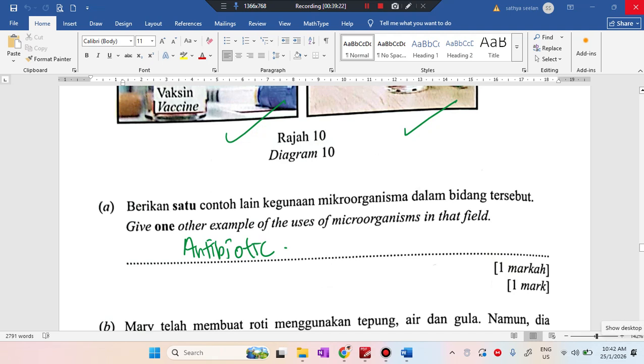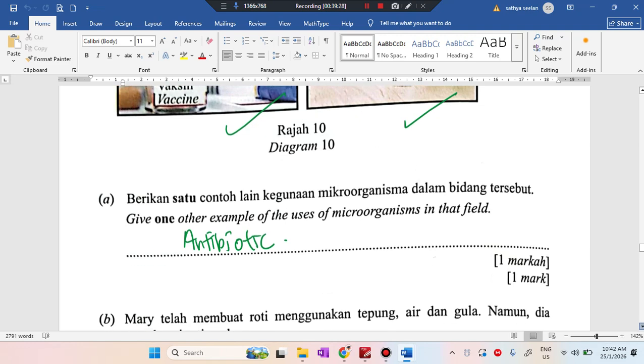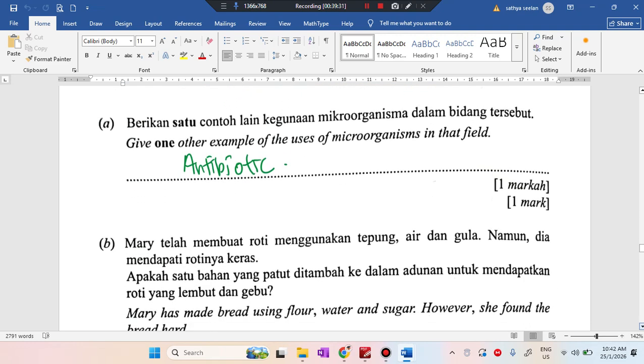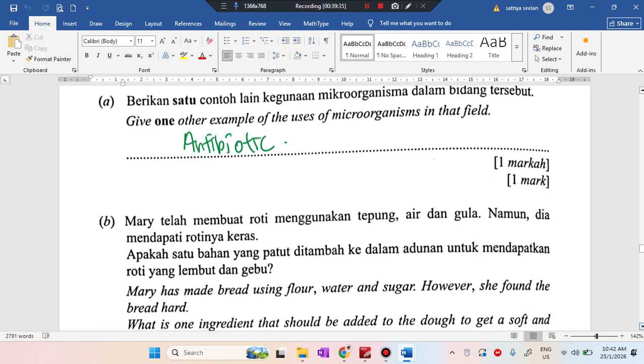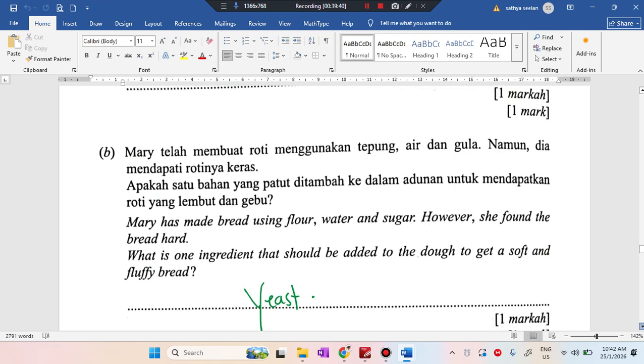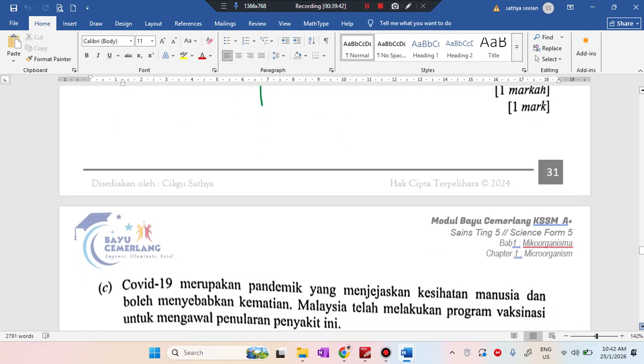Now these are very simple, like repetitive questions. Mary now, she wants to make a bread using the flour, water and sugar. However, she found the bread is hard. What ingredient should she add to get it soft? Definitely yeast. Okay.